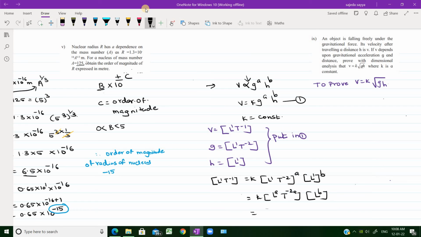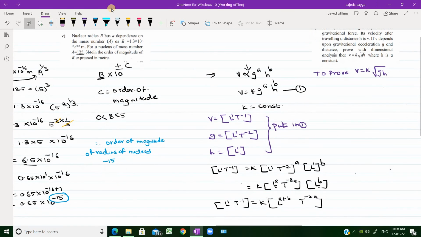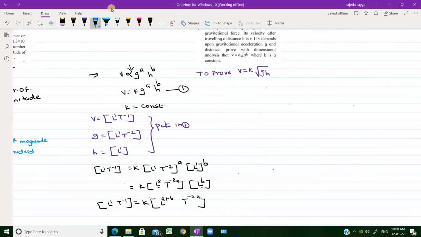On simplifying, on the LHS it will be L1 T raised to minus 1 as it is, and on the RHS k times L raised to a plus b, since the base is the same and powers add, T raised to minus 2a. Let me number it as equation 2. On comparing powers of L and T on both sides of equation 2, we get, so let us first compare the power of L.